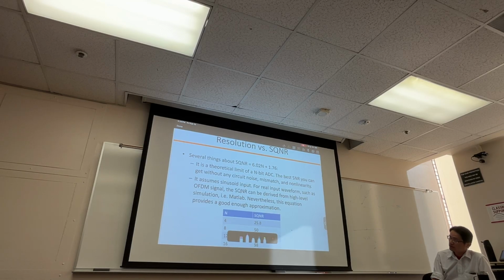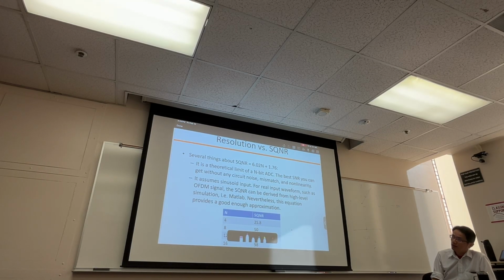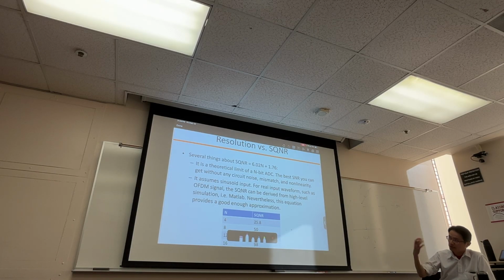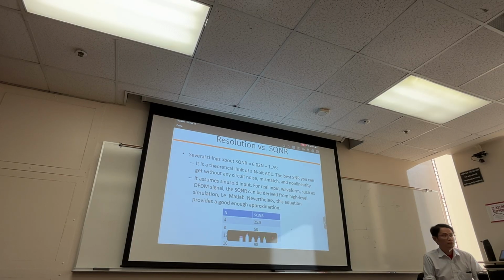SQNR, so that's 6.02N plus 1.76. So this just recaps what I already told you. It is a theoretical limit of an ideal ADC. This is really the best SNR you can possibly get. In real life, there's going to be circuit noise, there's going to be mismatch, there's going to be a lot of non-linearity. There's no way you can go beyond this SQNR.